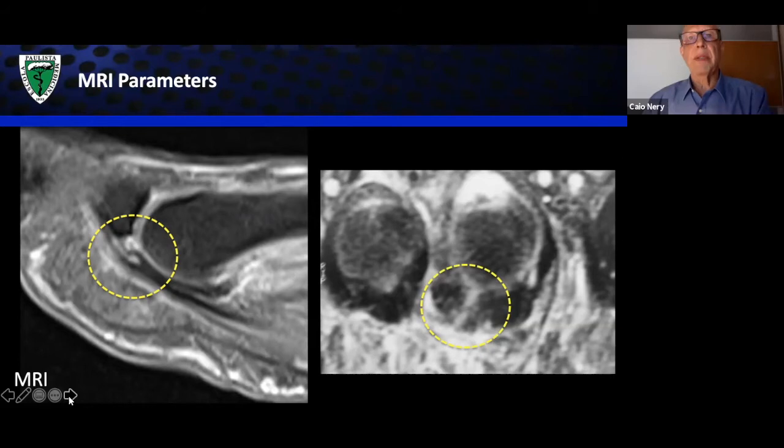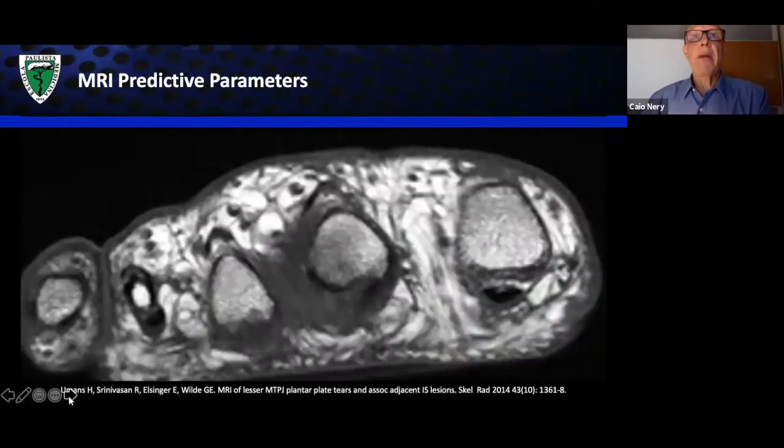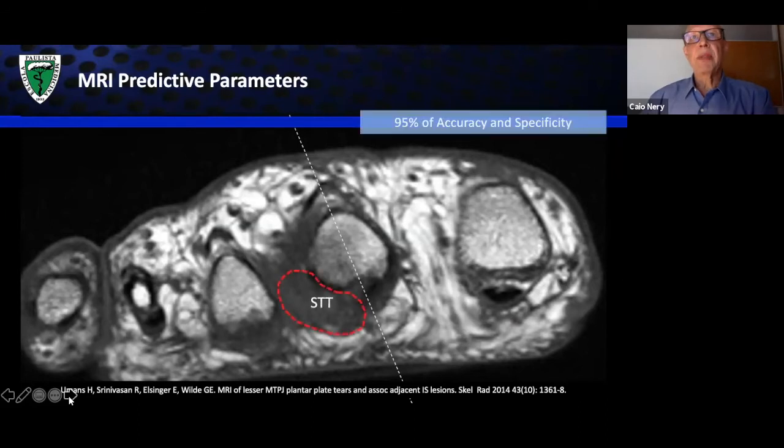Combining the MRI images in different planes and knowledge of the anatomical grading system of plantar plate tears is capital to expand the diagnostic accuracy. One step ahead of the imaging study in plantar plate tears and MTP joint instability constitutes the search for predictive parameters. The number one MRI predictive finding of plantar plate lesion is the pericapsular soft tissue thickening, with 95% of accuracy and specificity.